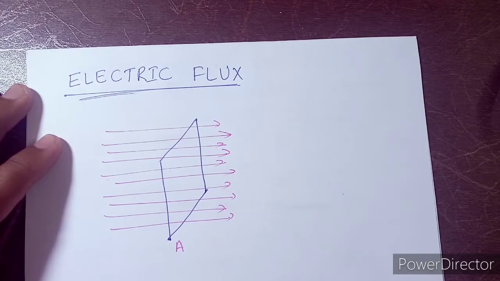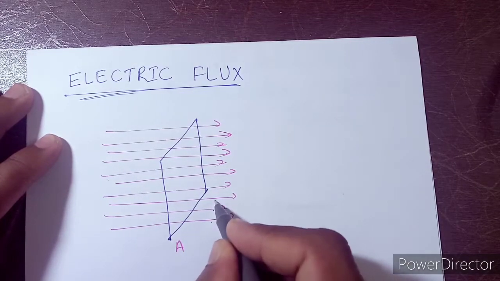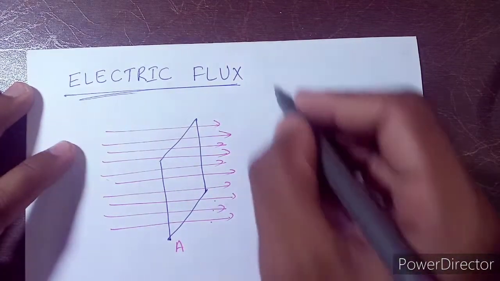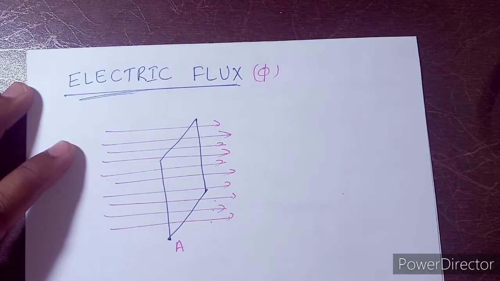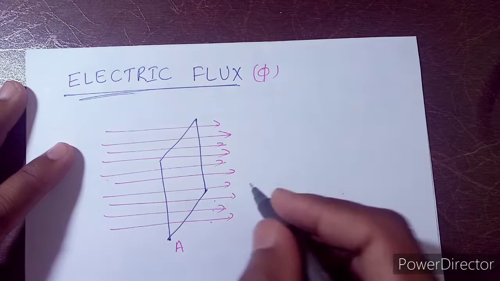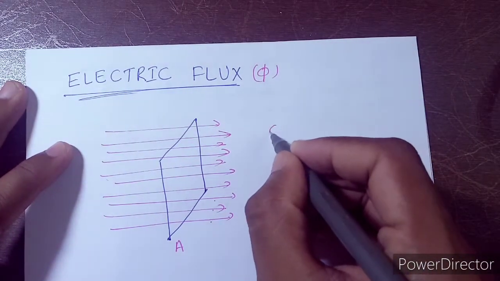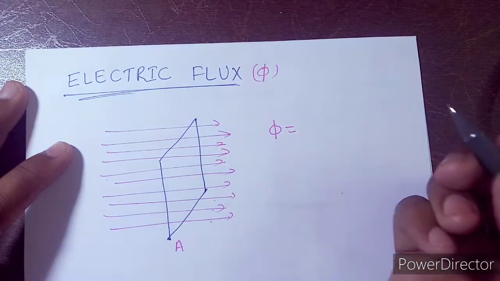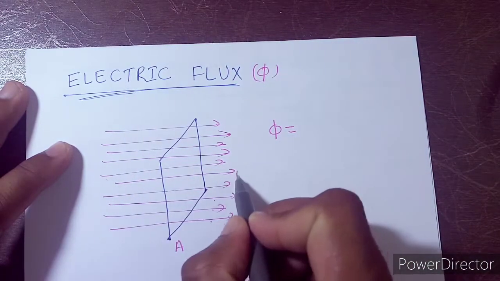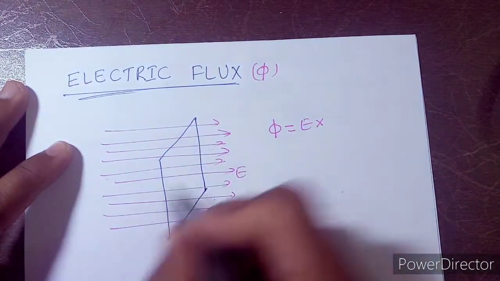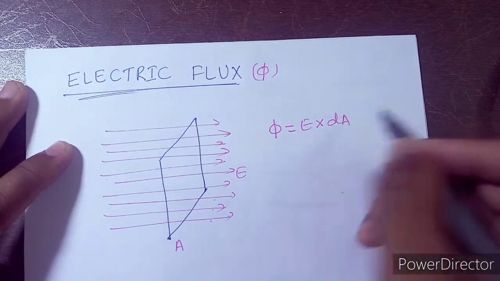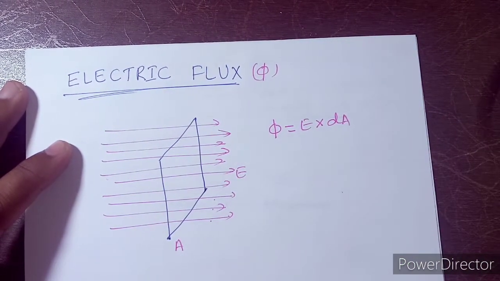And we already know the number of field lines passing through the surface area is represented by electric flux phi. And here the formula for that is given by phi is equal to electric field E into the area through which it is moving. Right? This I have already explained.